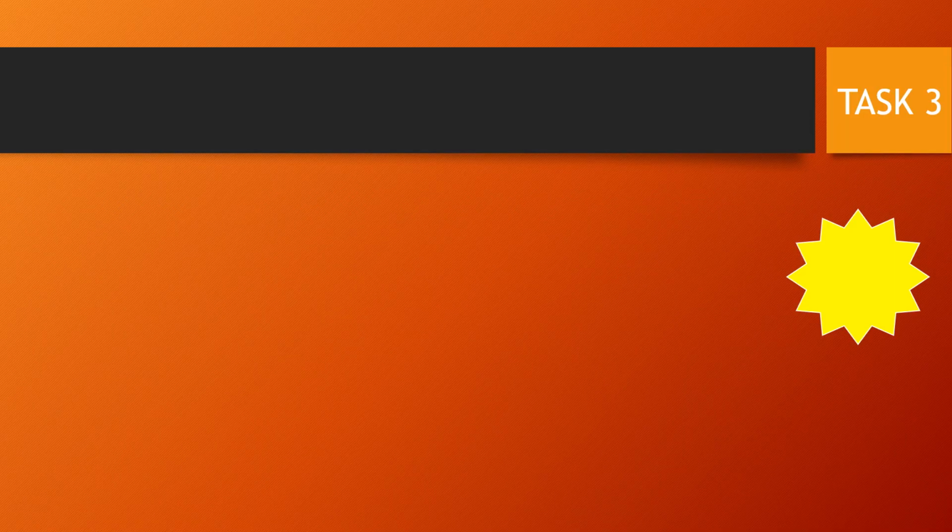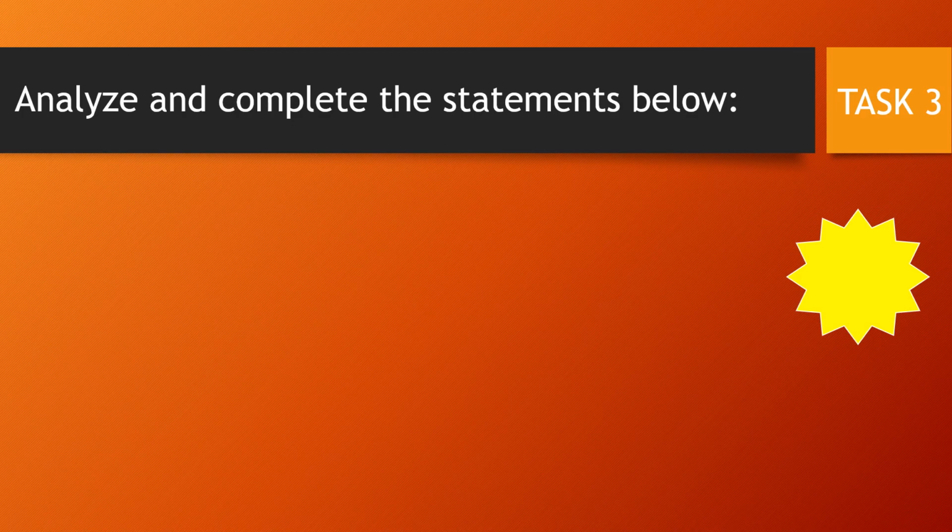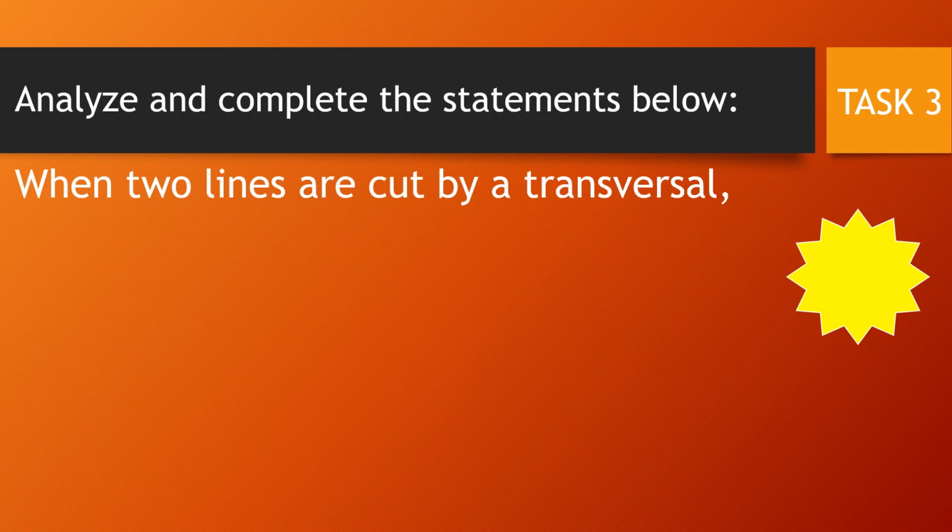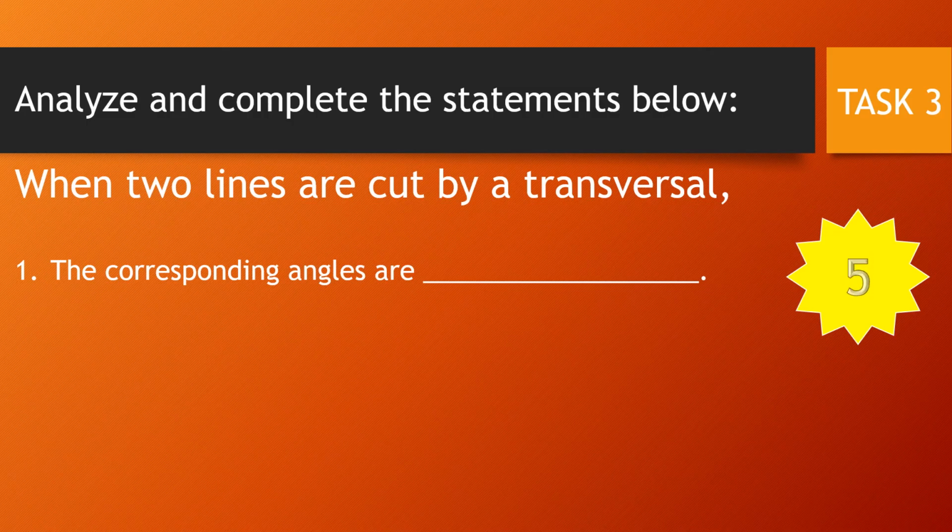Okay, let's have task 3. Analyze and complete the statements below. I'll give you 5 seconds to think of an answer and let's find out if your answer is correct. When two lines are cut by a transversal, the corresponding angles are... Congruent. Did you get the correct answer?